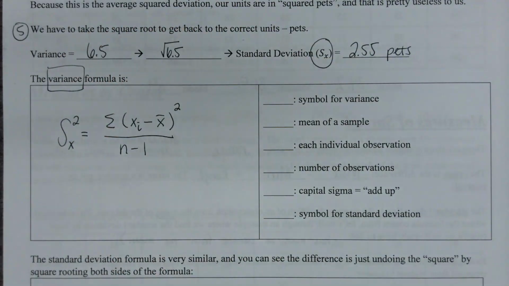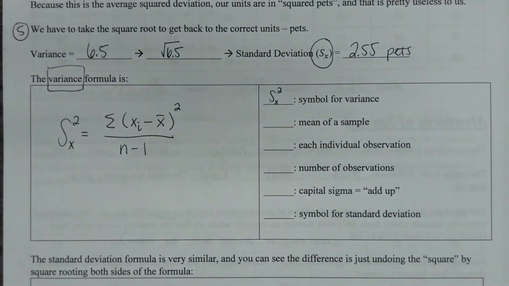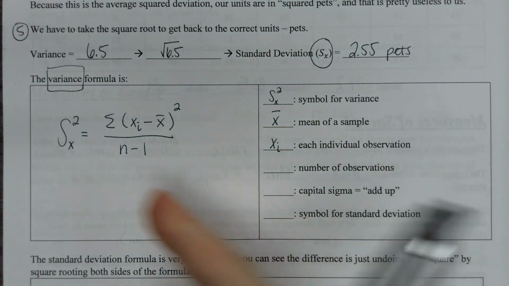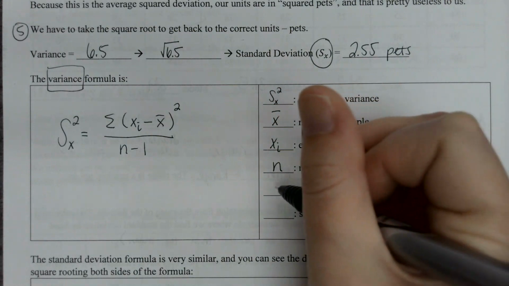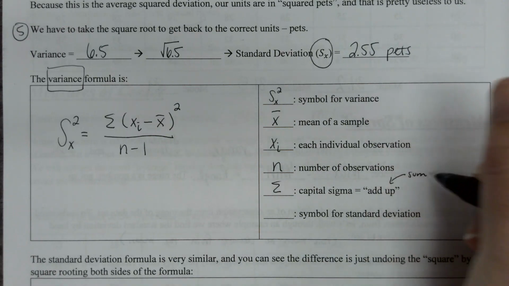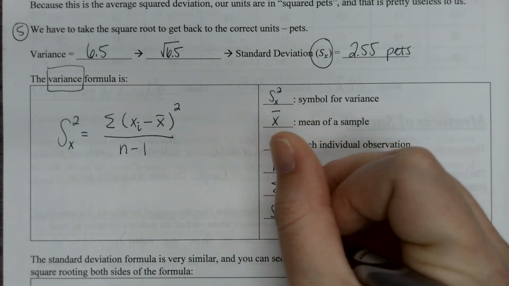minus 1. So remember, the symbol for variance is s sub x squared, and sometimes it's a lowercase s. Sometimes it's uppercase. It doesn't really matter. That's always going to be your symbol for variance. The mean of your sample is your x bar. Each individual sample is the x sub i, just like it was before. The number of observations is n. We have our capital sigma, which is just our sum. Add up, sum, same thing. So we want to put sum there. It's our summation. And the symbol for our standard deviation is just s sub x.